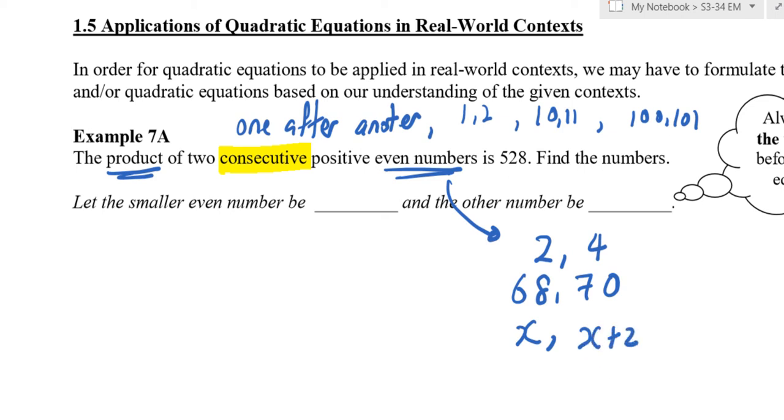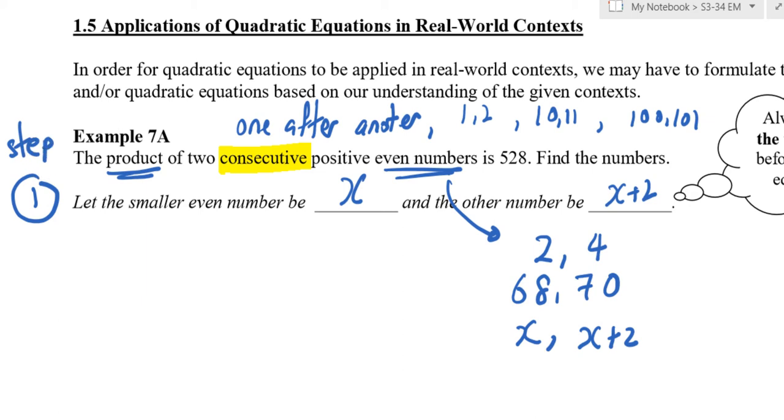See? No one should drop. This is Emaths, I cannot drop. X plus 2, right? Can you fill in the first blank? Let the smaller number be what? Right. The next number will be what? Very good. Now, in fact, this is always the step number 1.